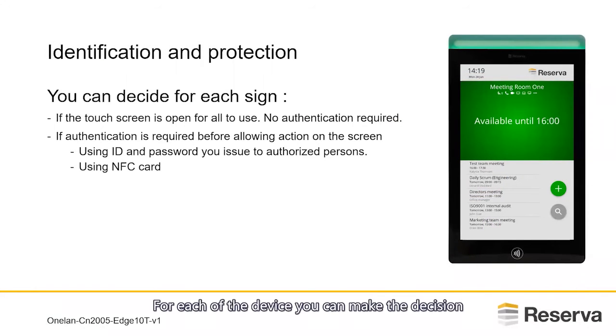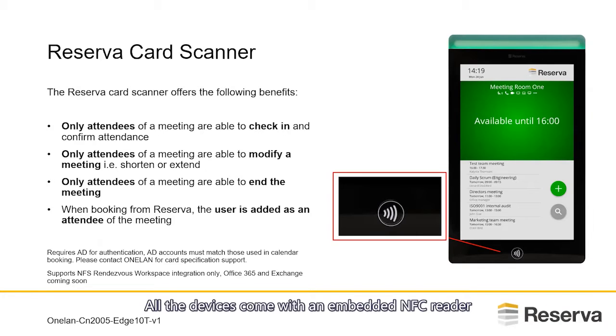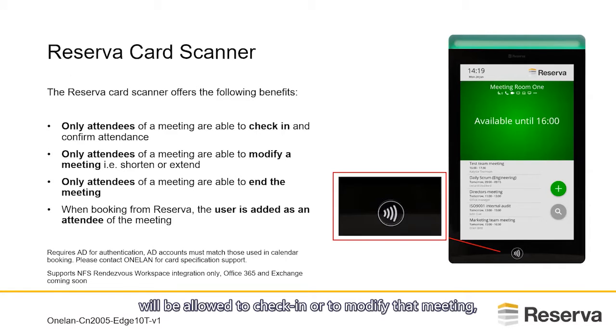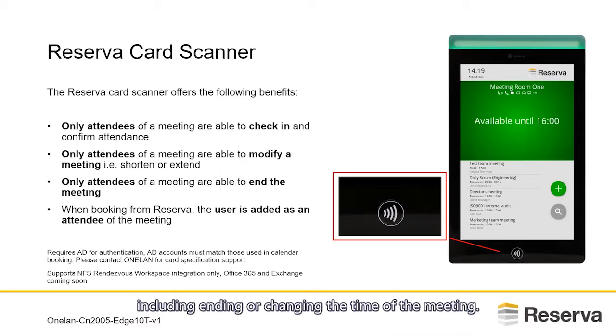For each device, you can make the decision whether you want to protect it with authentication of the operator through an identification process. This can be with an ID and a password or using an NFC card. All the devices come with an embedded NFC reader, so you can straight away use your NFC card, probably the one you are using for your access control to your offices. When you do so, only attendees to a meeting will be allowed to check in or to modify that meeting, including ending or changing the time of a meeting.